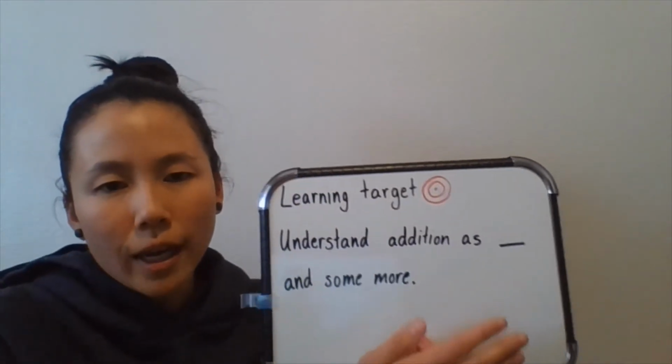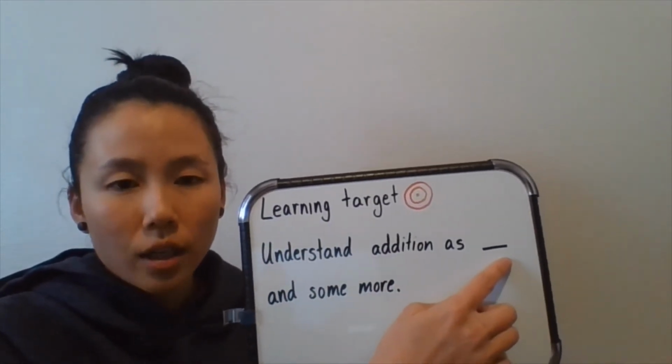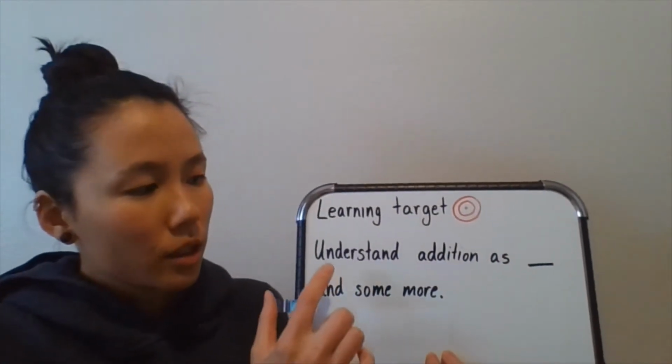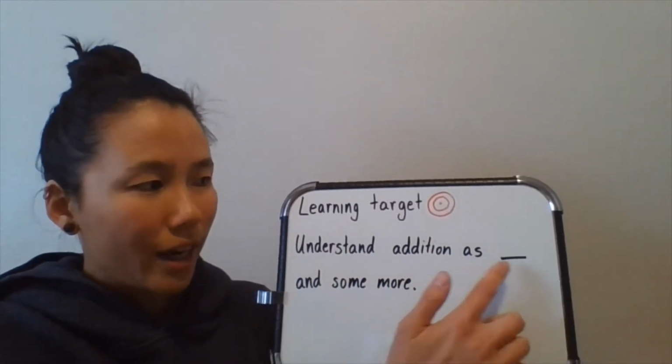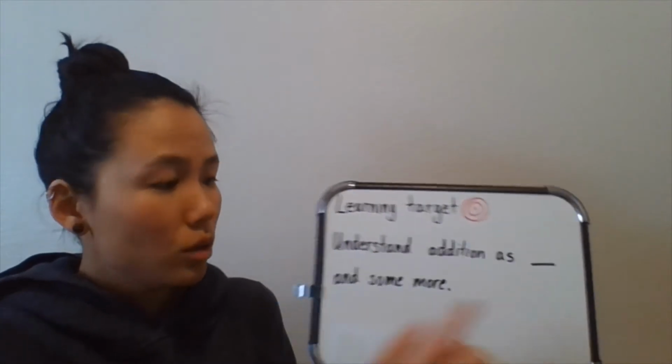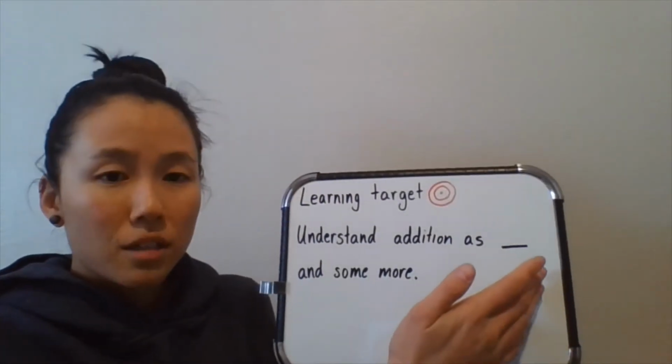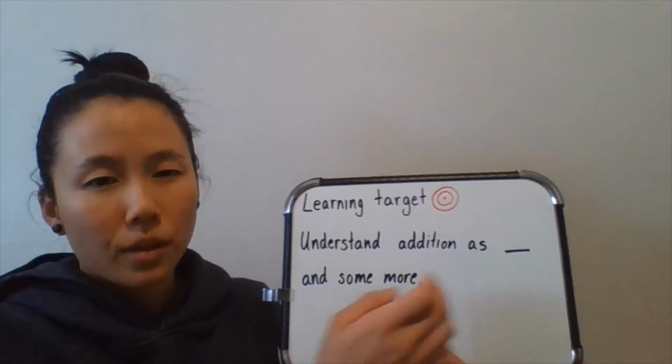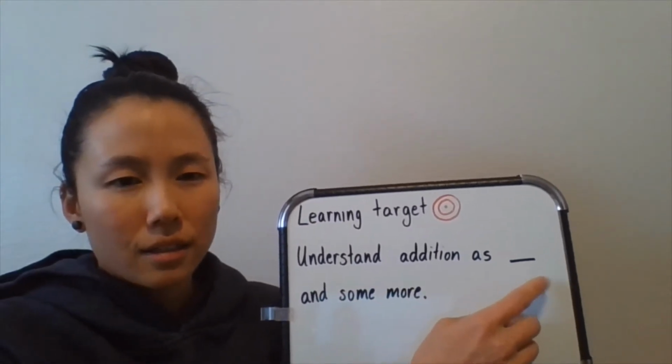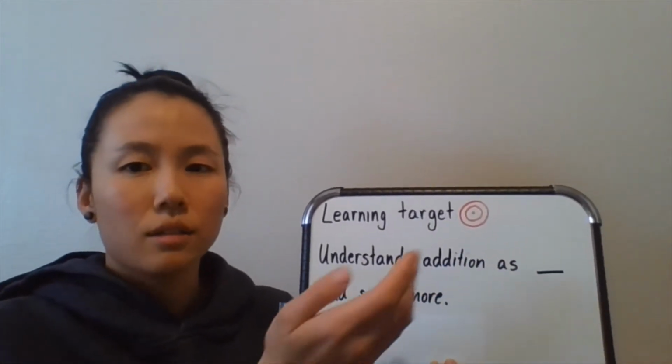So the number could be any number. It could be like 3, could be 2. So we're going to understand addition as maybe 2 and some more. Or maybe it's 3 and some more. But we're going to think about it as a number and some more.